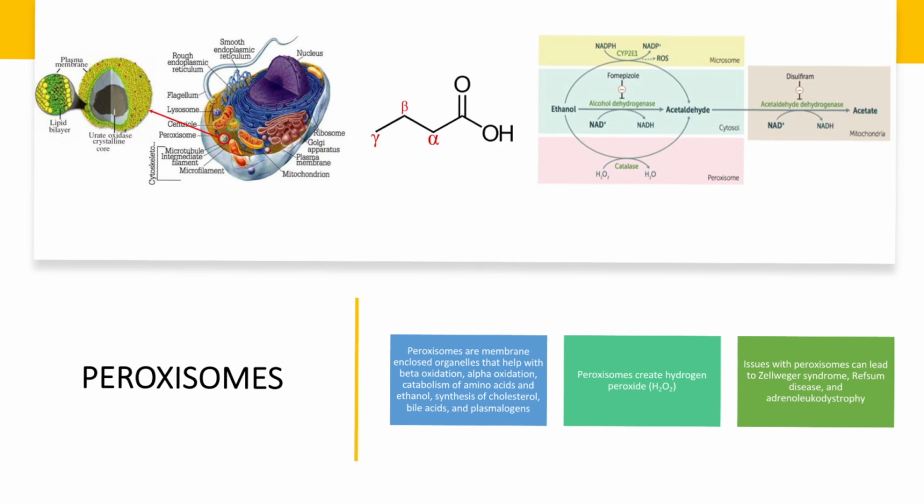Now, let's sum up the important facts of this video. So, peroxisomes are membrane-enclosed organelles that are involved in beta oxidation, alpha oxidation, catabolism of amino acids and ethanol, synthesis of cholesterol, bile acid, and plasminogens. They also have enzymes that are involved in oxidation reactions, which produce hydrogen peroxide. And then if things go wrong with peroxisomes, it can lead to various syndromes and adrenal leukodystrophy.